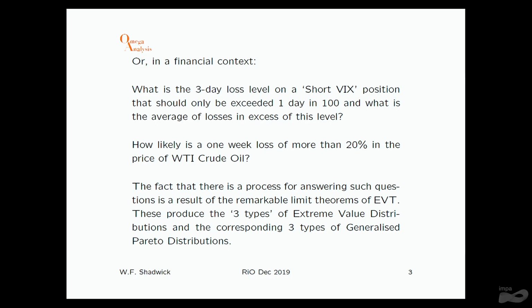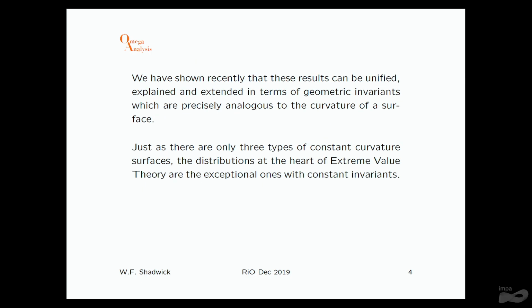So the fact that there's a process in principle, for answering those questions, and in practice, from what we've now established, is a result of these quite remarkable limit theorems of extreme value theory. This is the 3 types theorems. There's 3 of everything in extreme value theory. You'll see if you already know this.